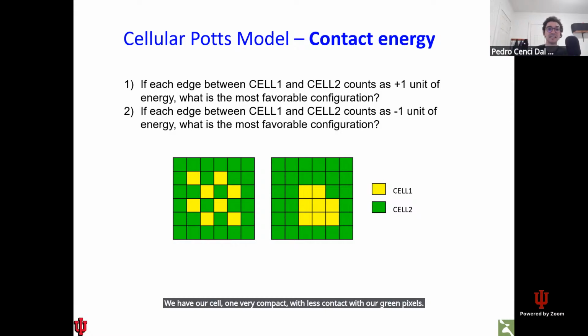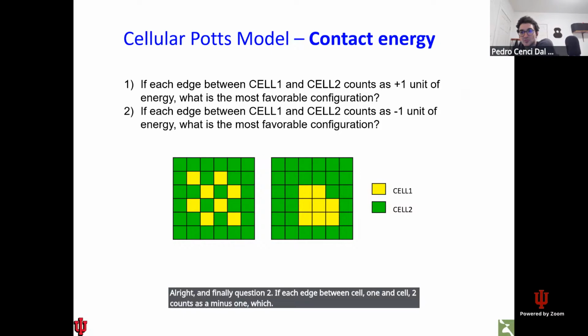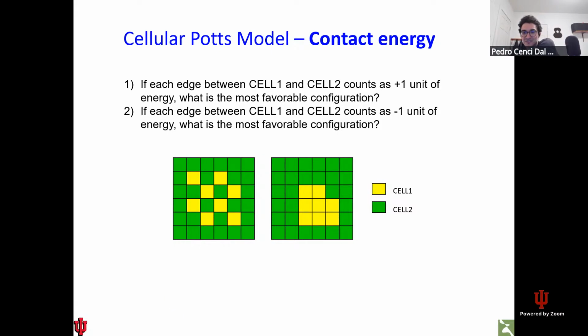Question 1. If each edge between cell 1 and cell 2 counts as a +1 unit of energy, which one of those two is the most favorable configuration? And finally, question 2. If each edge between cell 1 and cell 2 counts as a -1, which one is it? The left one. So you guys got it. So this is very, very simple, right?